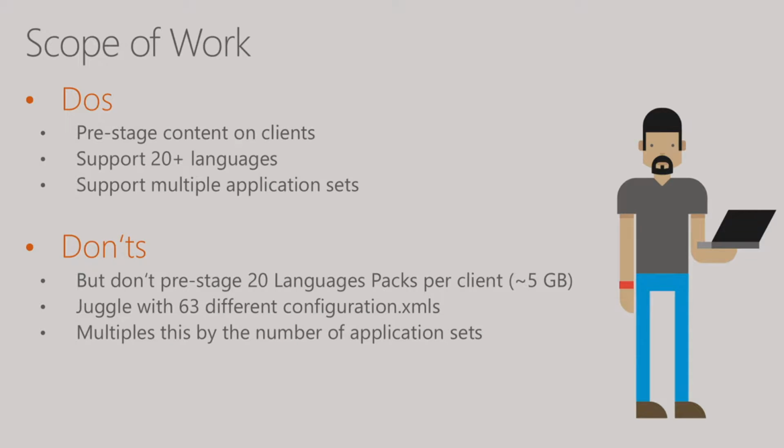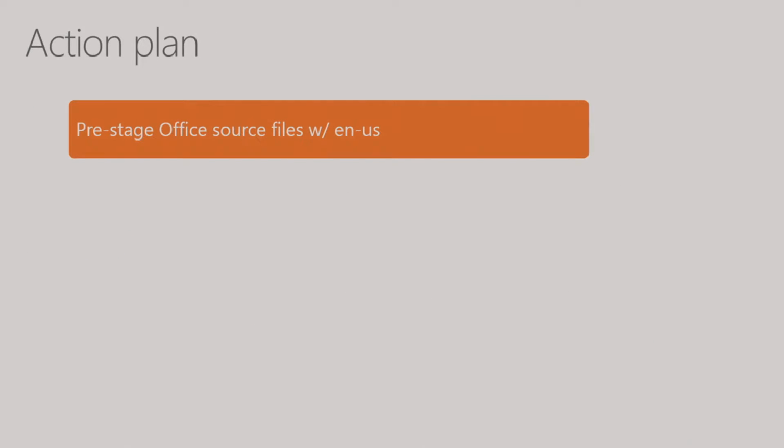So at the same time, we were dealing with the network scenarios, a lot of languages, and a lot of application sets. On the other hand, we don't want to push down 20 languages to all clients, and we don't want to deal with hundreds of configuration XMLs. So we came up with a solution, which is a kind of wrapper script which we deploy to a client together with the source files, using Configuration Manager to pre-cache the Office source files with the English language pack onto our clients.